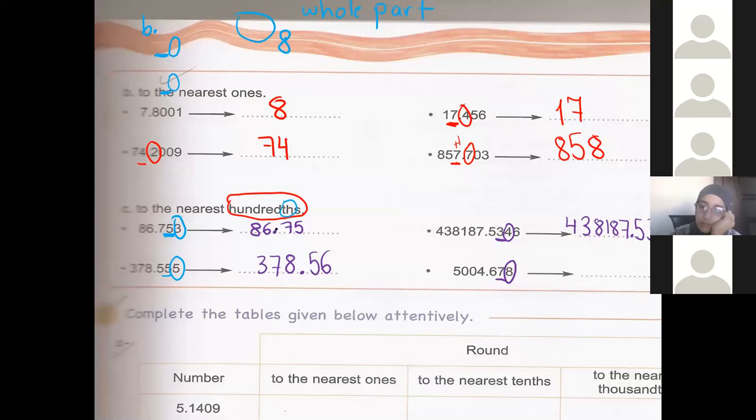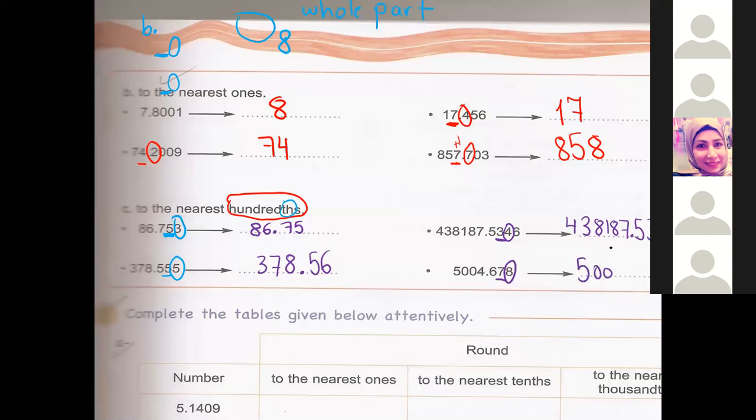What shall I do? Miss, I should more. So the answer is 5,004 points. Point 6, 8. 68. Bravo, okay, thank you, Rasha.